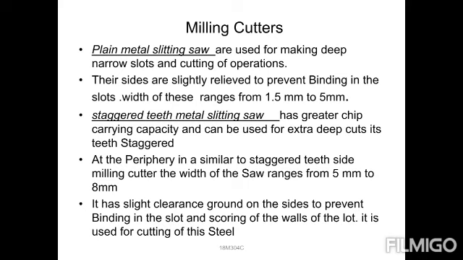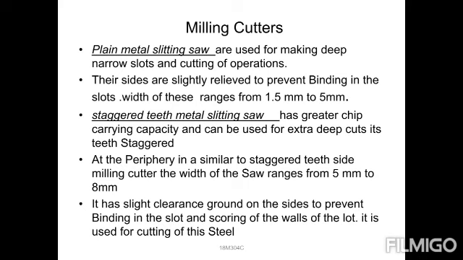The sides are slightly relieved to prevent binding in the slots. The width of this ranges from 1.5 mm to 5 mm, right? That is the plain metal slitting saw. Next, the staggered teeth metal saw has a greater chip carrying capacity and can be used for extra deep cuts. So whenever we need extra deep cutting, we can use the staggered one.